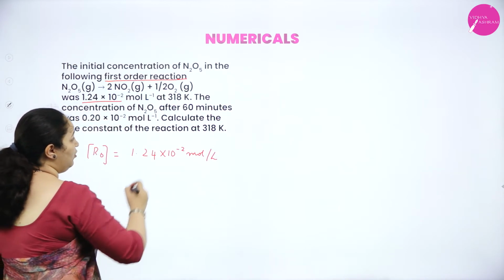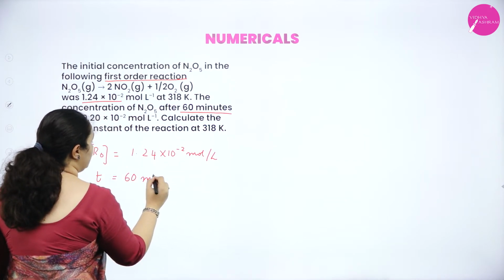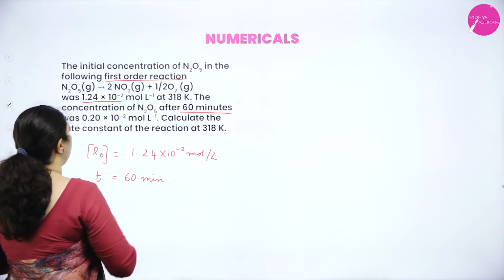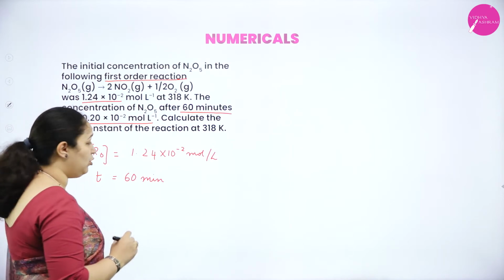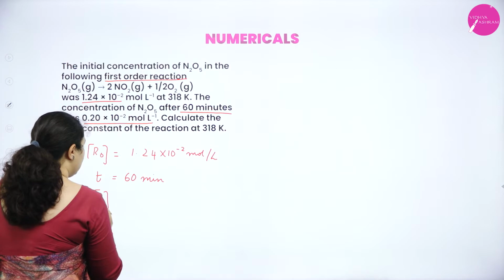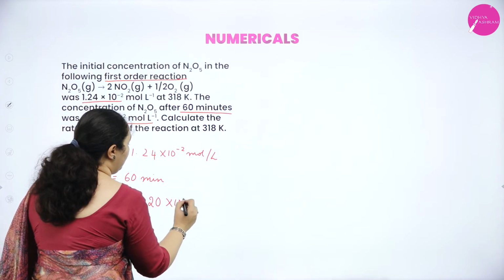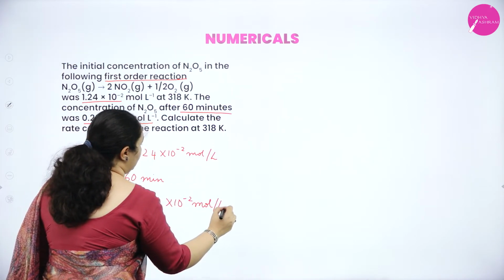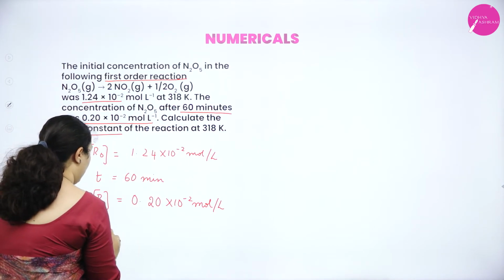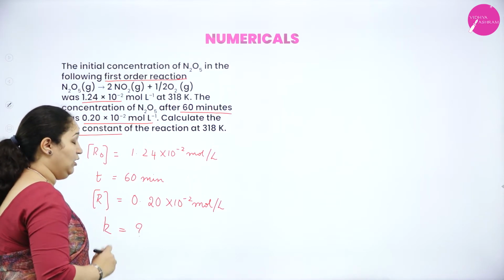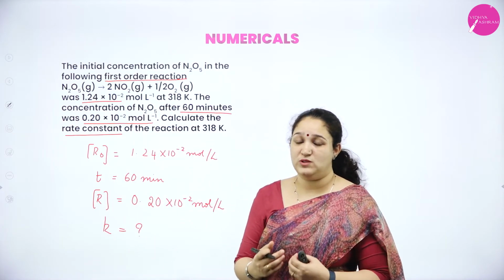Okay. Then also we know time is 60 minutes. After 60 minutes, what was the concentration remaining? 0.20 into 10 to the power minus 2 mole per liter. So molar concentration, that is R, what was remaining after 60 minutes is 0.20 into 10 to the power minus 2 mole per liter. What am I supposed to calculate here? Calculate the rate constant. So I am supposed to calculate K. So this is the data I got from the question which was given.